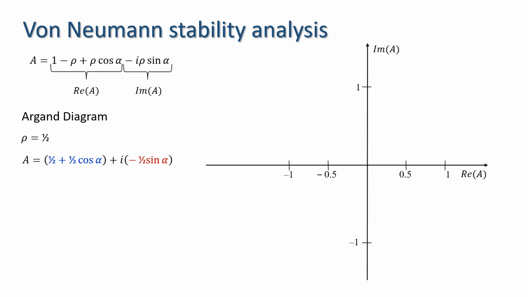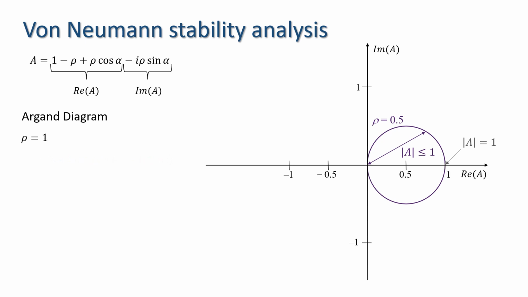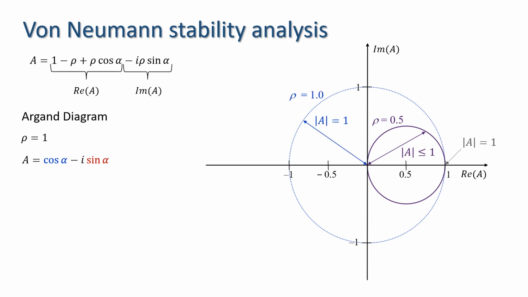Plotting A in this case results in a circle centred on the real axis at 0.5 with a radius of a half. The maximum magnitude of A occurs on the real axis at A equals 1, i.e. the magnitude of A is less than or equal to 1 for all alpha. If we look at a current number of 1, our equation for A is cos alpha minus i sine alpha. This is a circle centred at the origin with a radius of 1, and the magnitude of A is exactly 1 for all alpha.